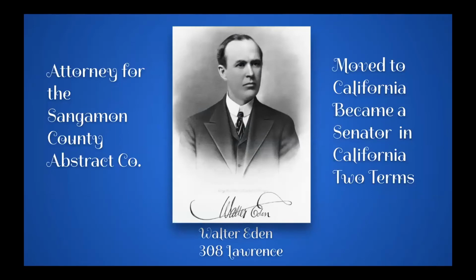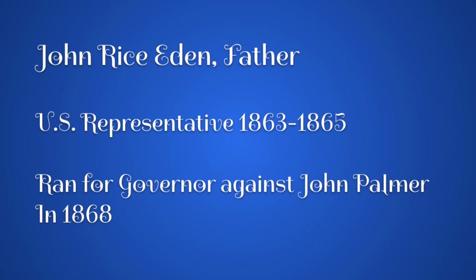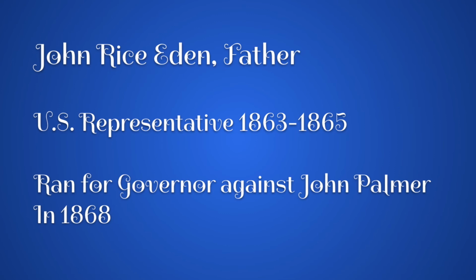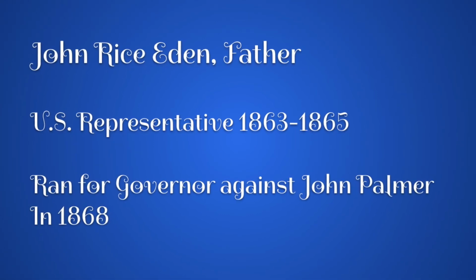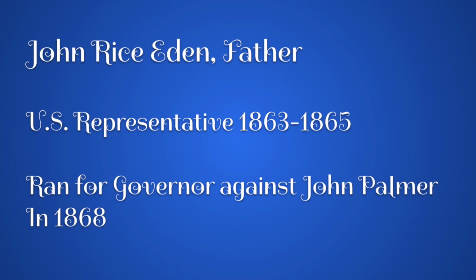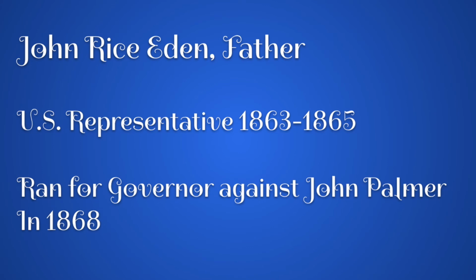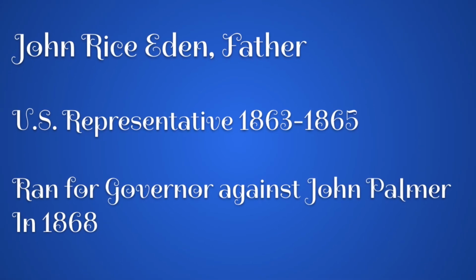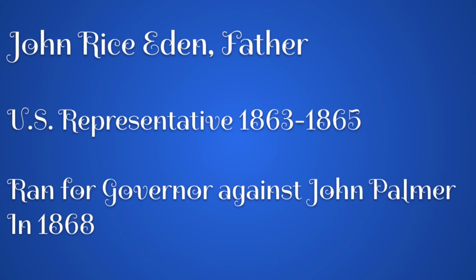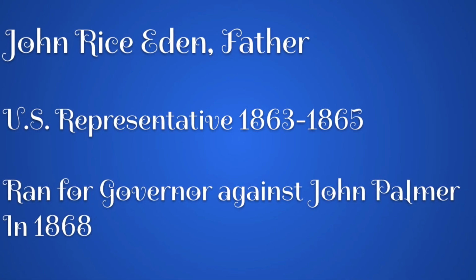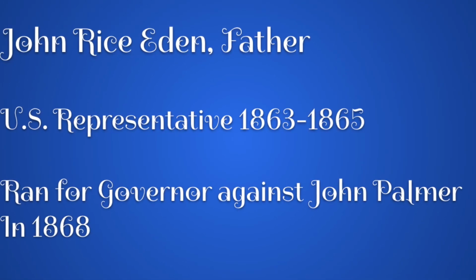In 1904, Walter Eden, a 40-year-old attorney for the Sangamon County Abstract Company, was getting ready to move out of 308 East Lawrence, where he had lived for a short time. His father was John Rice Eden, who had served as a U.S. representative from Illinois from 1863 to 1865 and had run for governor in 1868, losing to John Palmer. Walter Eden went on to make a name for himself after he moved to California in 1907 and was later elected to 2 terms in the California Senate.